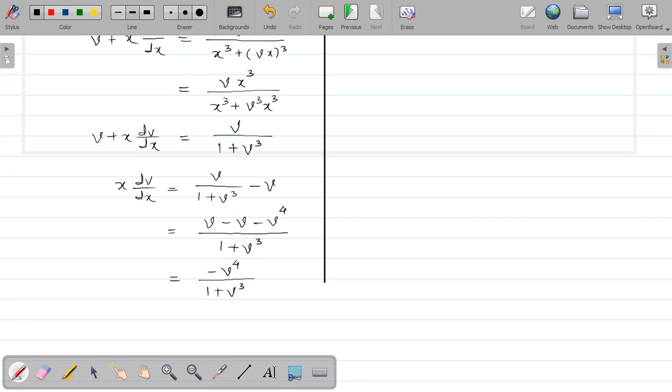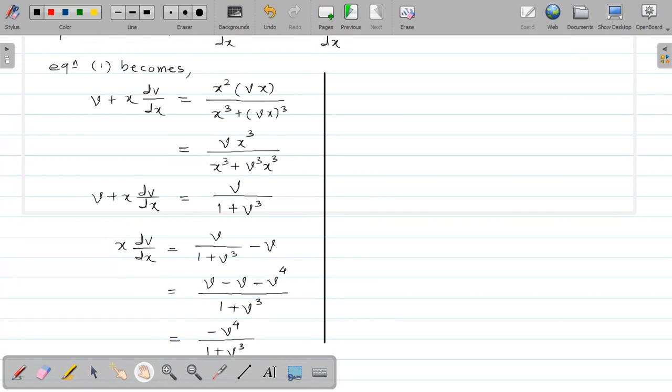So see here, the next step I will write. As we get x into dv by dx is equal to minus v raised to 4 upon 1 plus v cube, I will transfer this v raised to 4 upon 1 plus v cube to the left hand side. So it will be (1 plus v cube) upon v raised to 4 dv is equal to minus of 1 upon x dx. See this step carefully, and this is the variable separable form.